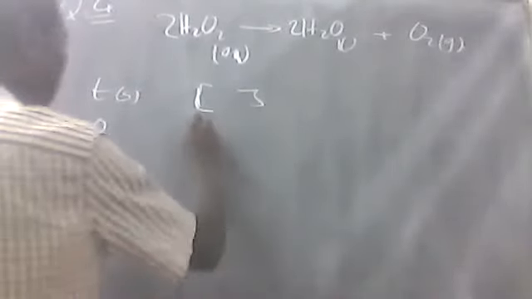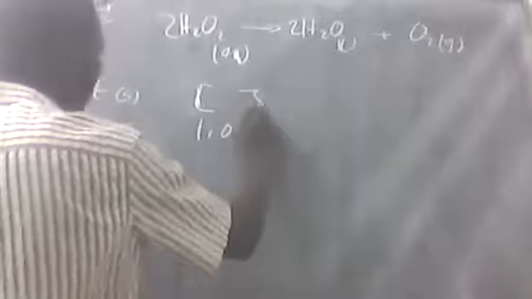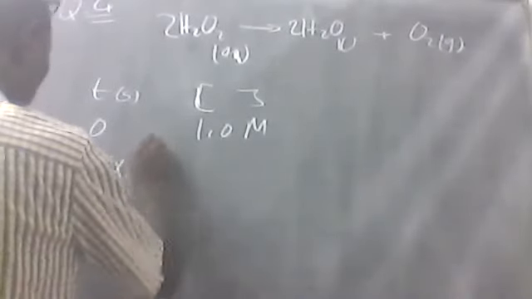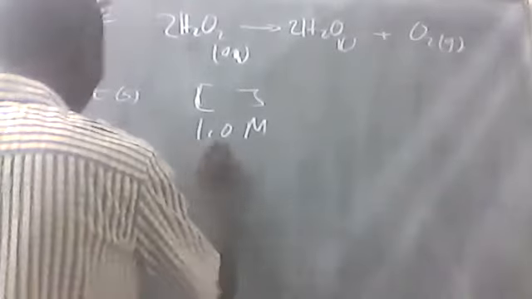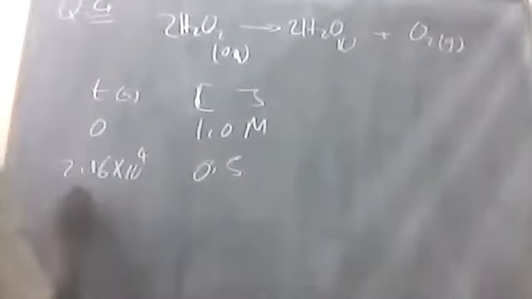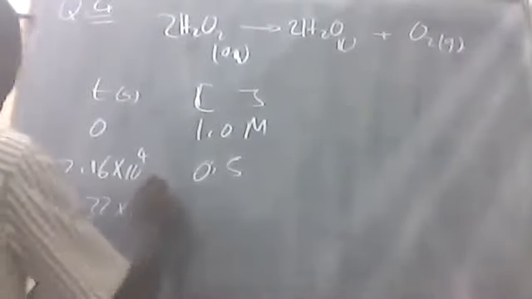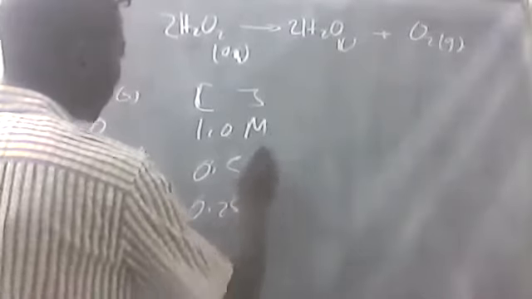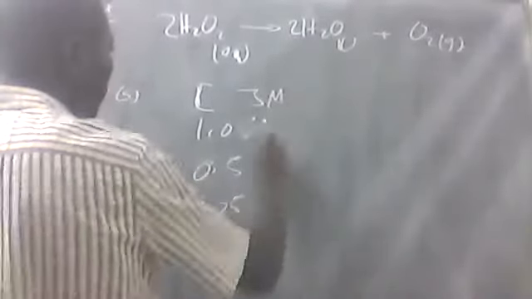At time zero, we have 1.0 molar. At 2.16 times 10 to the power 4 seconds, it is 0.5. At 4.32 times 10 to the power 4 seconds, it is 0.25.